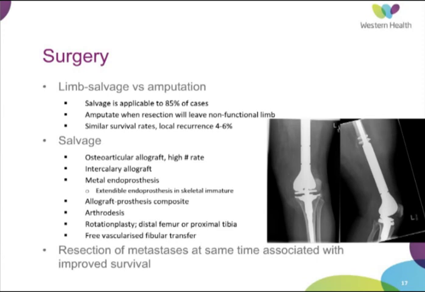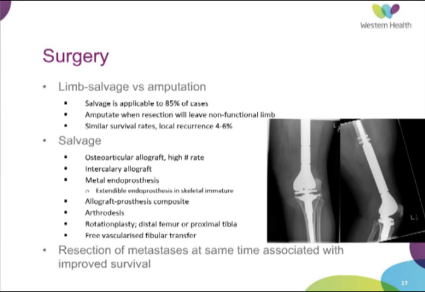So there's a number of options for salvage. You can use an osteoarticular allograft, which is associated with a high fracture and failure rate. Intercalary allograft, so replacing a segment with allograft, pure allograft. And then there's more the prosthetic type approach, so you can use an endoprosthesis or an extendable endoprosthesis in skeletally immature children if the growth plate's involved.